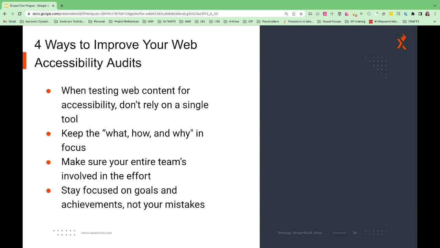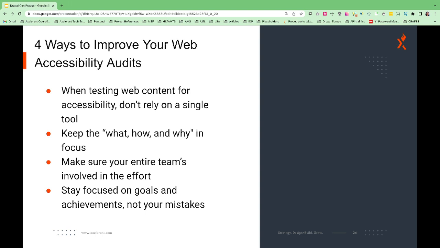Four ways to improve your web accessibility audits. When testing web content for accessibility, don't rely on a single tool. For example, if you have tested with a screen reader, go for WAVE. Ensure that we always get a second opinion and consolidate it. That would give us the best result. Keep what, how, and why in focus. This is very common for all, so ensure that we keep that.